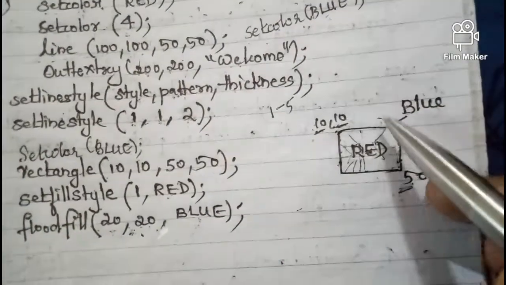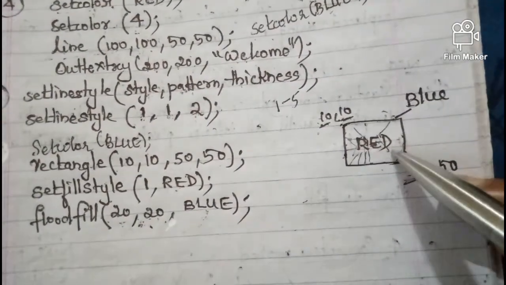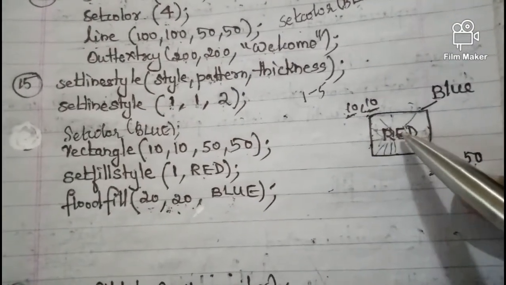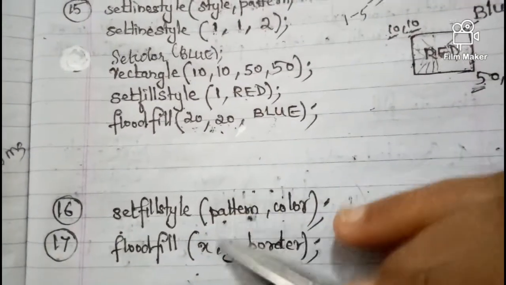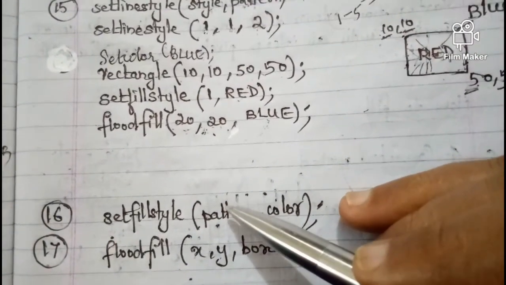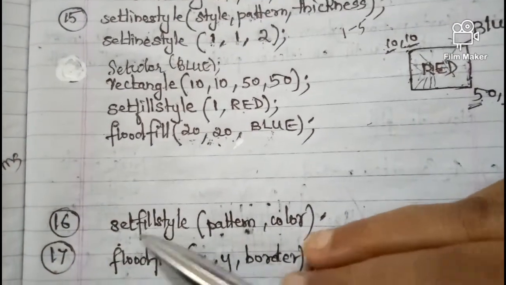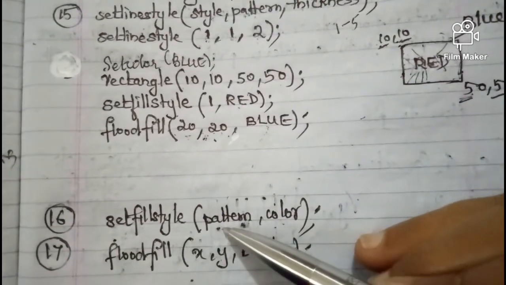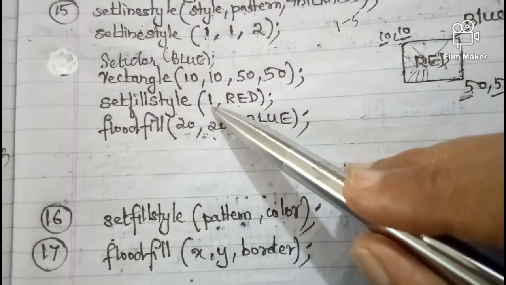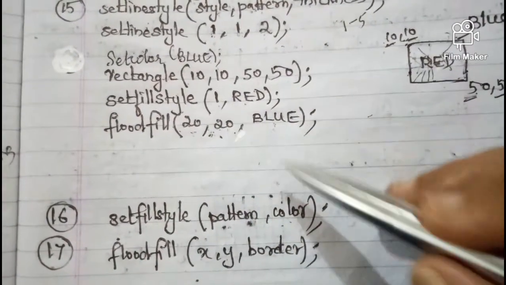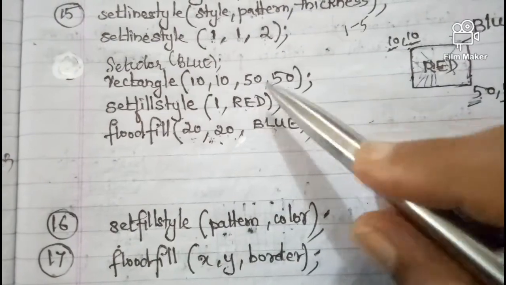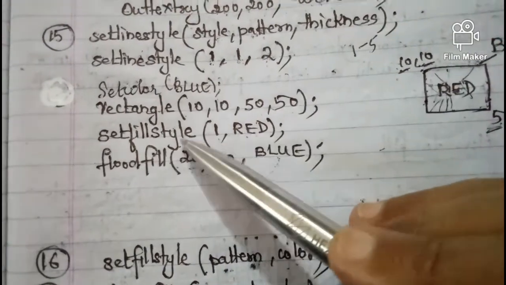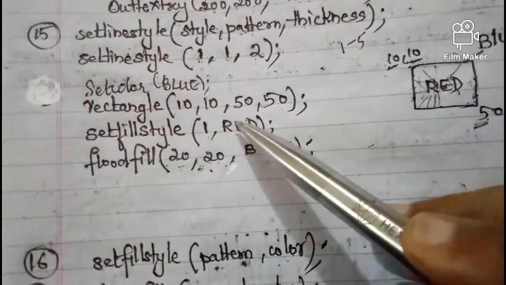Okay. Now I want to fill the interior portion of the rectangle using red color. Now to fill any region using a color, we can use these two functions. How it can be used? Set fill style has two arguments, pattern and color. This pattern has always a value 1. That means the value of pattern should be always 1. You can give any color as second argument. If I am giving set fill style 1, red, I mean fill the above region using this color.